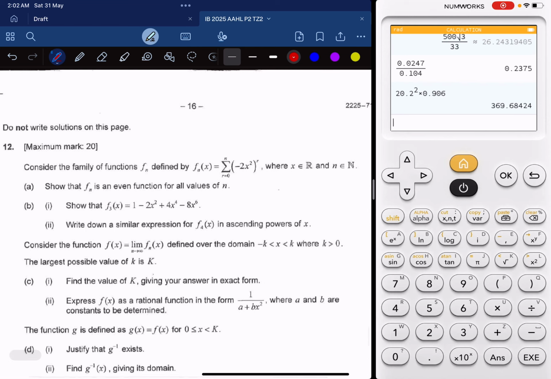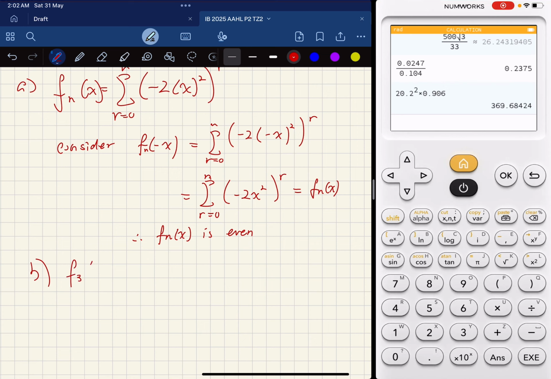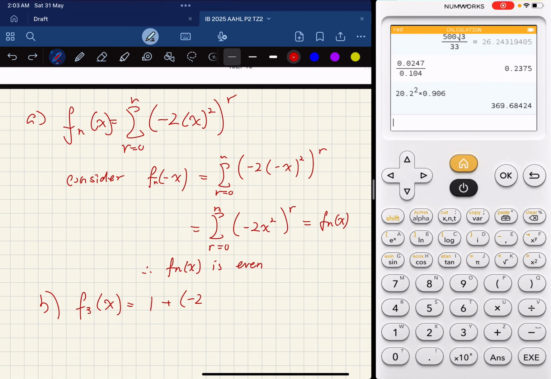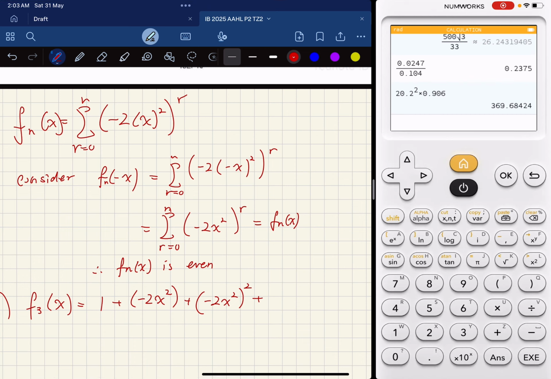Part B. Show that f3 is this one, right? So I think we'll just put 3 inside. Okay, so f3. So since we're starting from 0 all the way to 3, then there's like 0, 1, 2, 3, right? We should have 4 terms. So if we put 0, then it'll be just 1, right? And then plus put 1 in here, then this will become -2 and then x squared. Sorry, I should be putting it here, my bad. Okay, so -2 x squared, and then put 2, that will be (-2x squared) squared, and put 3, it will be (-2x squared) cubed.